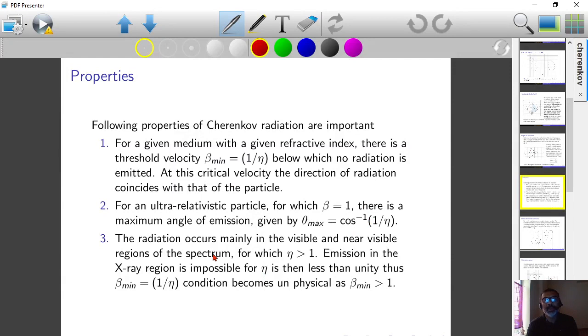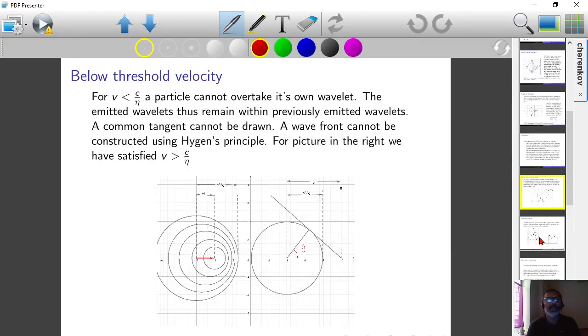And property number 3 is that eta must be greater than 1. That means the emission is in the visible or near visible regions of the spectrum. When eta is not greater than 1, as in the X-ray region, the emission will not be seen.